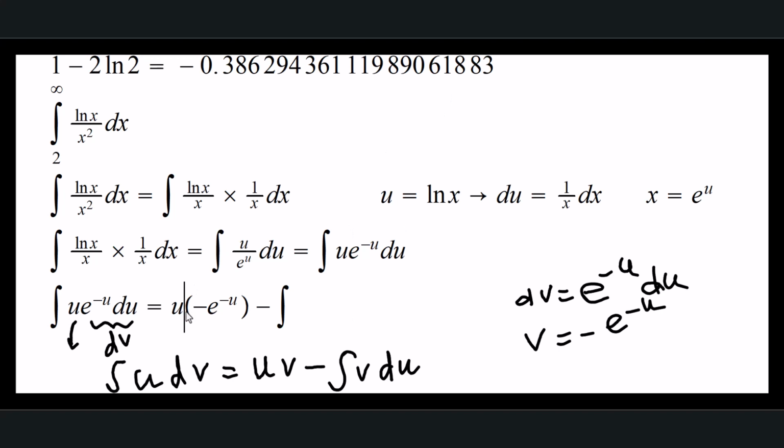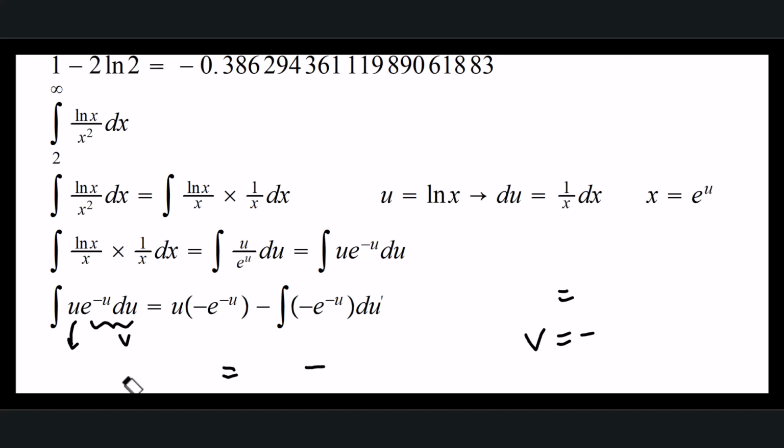So v again is negative e to the negative u, and with the negative sign we simply get a du here. Okay, so let's go ahead and erase this portion so that we have some more writing space. So this whole thing is gone.